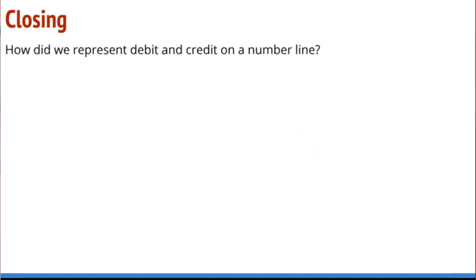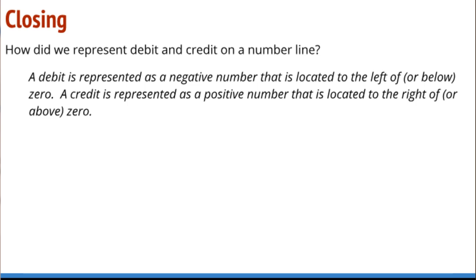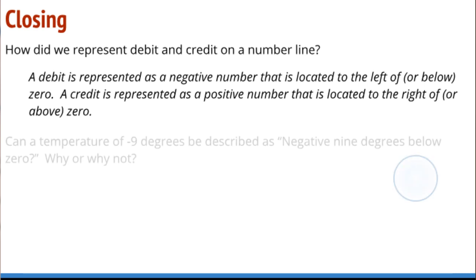All right, so how did we represent debit and credit on a number line? Were debits to the left of 0 or to the right of 0? To the left of 0 being negatives, to the right of 0 being positives. Well, debits are negative numbers, and they are located to the left or below 0. And a credit is a positive number, and it's located to the right or above the 0.